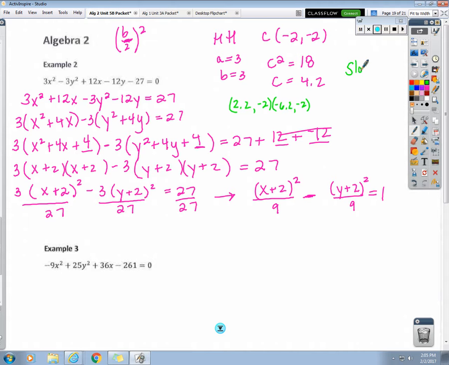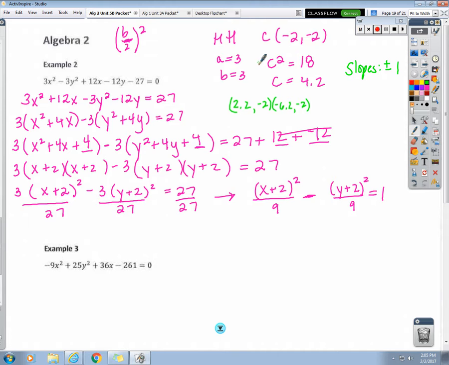And then what about the slopes of the asymptotes? It would be 3 over 3, which is just 1. Right? You don't even really have to think about which ones rise, which ones run, because they're the same. So plus or minus 1.